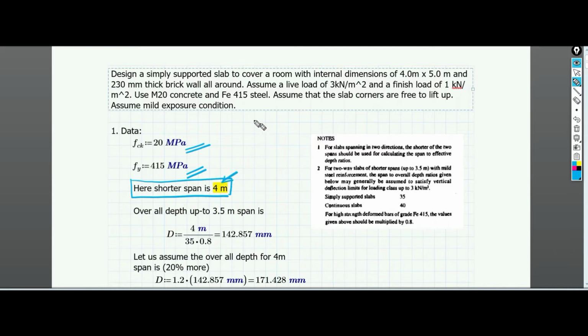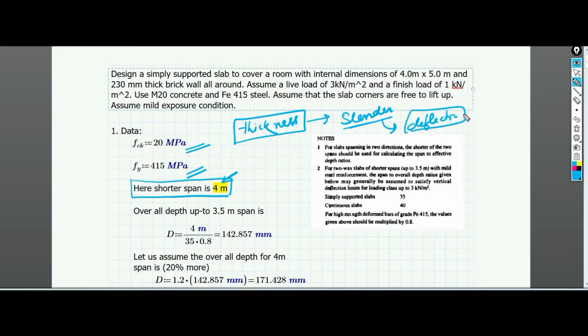Now the first thing we need to know is the thickness. Now, how to find out the thickness? Thickness actually relates to the slenderness. If the thickness is very less, it will be more slender. If thickness is large, then it will be less slender. So slenderness actually relates to deflection. That means if thickness is less, deflection will be more. If thickness is more, then deflection will be less.